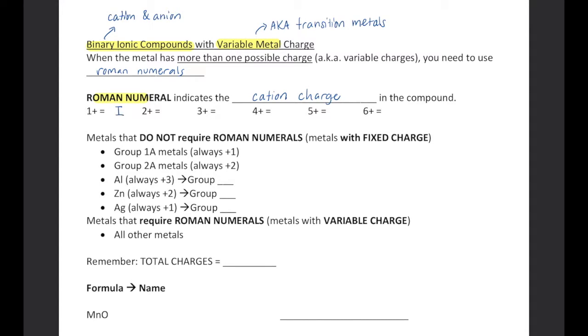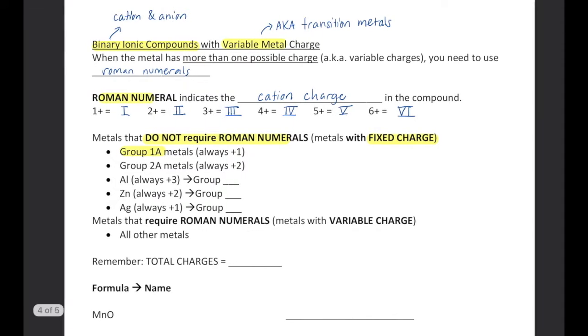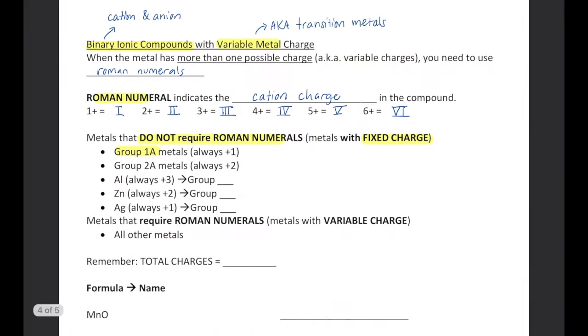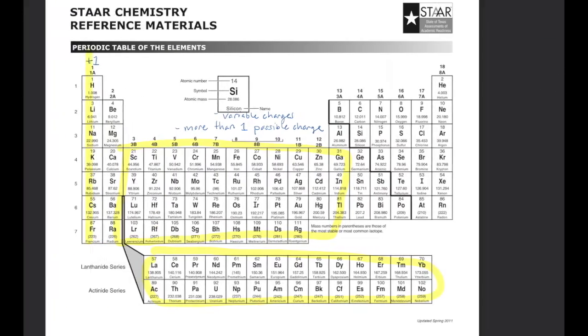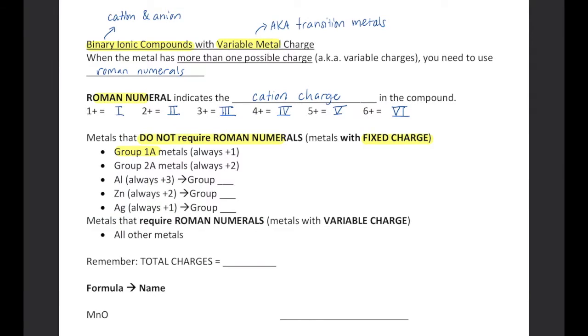Now as review, here are the Roman numerals: 1, 2, 3, 4, 5, and 6. That's only up to what you have to know for this class. So I, II, III, IV, etc. And that's what they look like. Now, the metals that do not require Roman numerals are all your metals that have a fixed charge, your metals that are always the same. So that's going to be your group 1A metals. They're over there on that first column. They always have a +1 charge, so you don't need a Roman numeral to tell the charge of that.